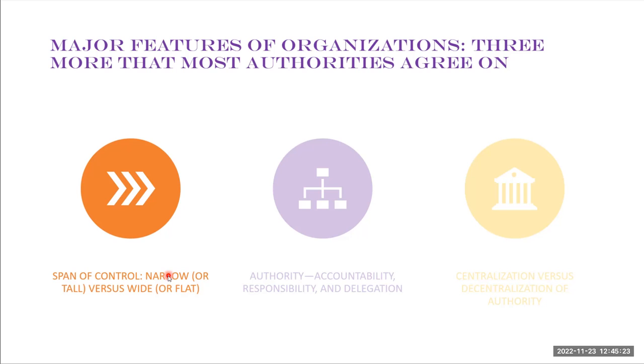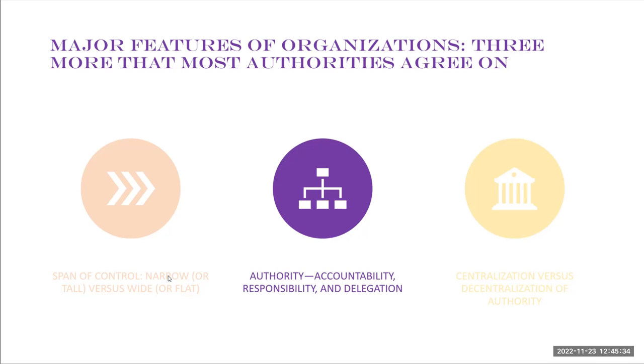This means a manager that has several people, a first line supervisor may have 40 or more subordinates. And if that's the case, then there would be a wide span of control. Next, we'll go over authority and accountability, responsibility, and delegation, right?